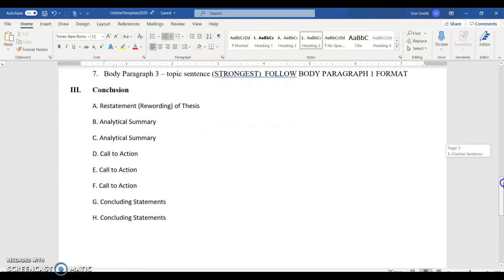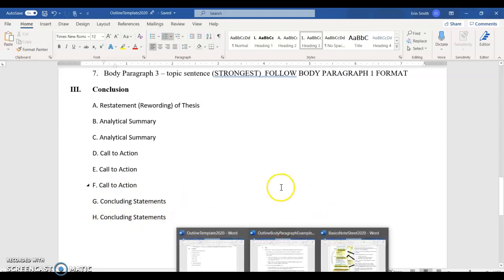Your conclusion is slightly different, and I'm going to make a little video about that later on. But your conclusion for a persuasive research essay should leave your reader with something to do. So you want to start by rewording your thesis, different words, different way. Quickly provide an analytical summary of the key points you made. And this part is new. A call to action. So what should your audience do to act upon what you're asking them to believe in, what you're trying to prove to them? Then you end with concluding statements.